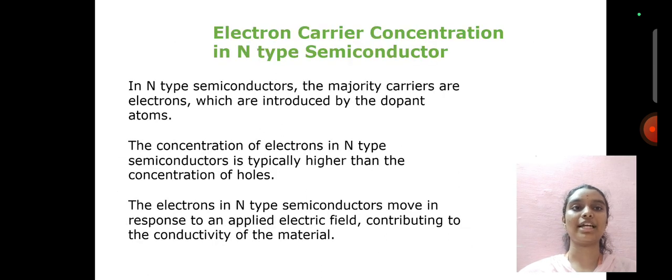The electron carrier concentration in the N-type semiconductor. In N-type semiconductors, the majority charge carriers are electrons, which are introduced by the dopant atoms. The concentration of electrons in N-type semiconductors is typically higher than the concentration of holes. The electrons in N-type semiconductors move in response to an applied electric field, contributing to the conductivity of the material.